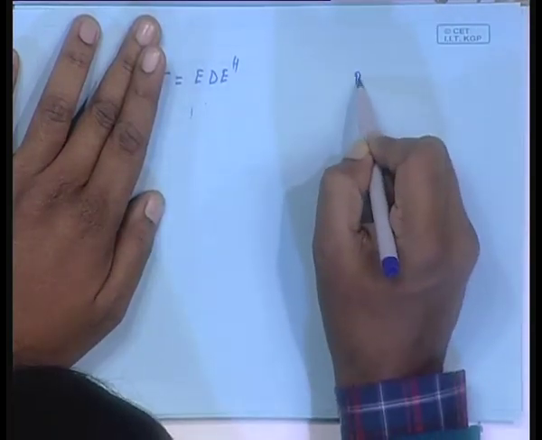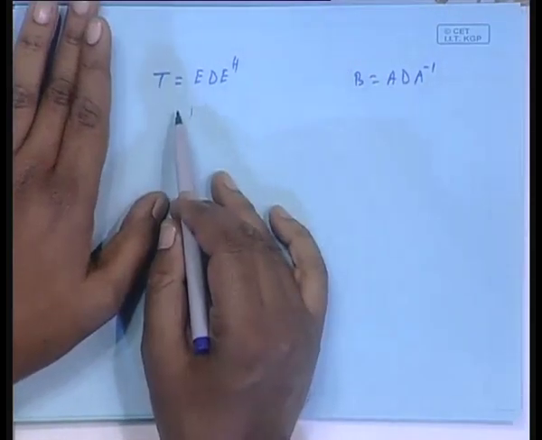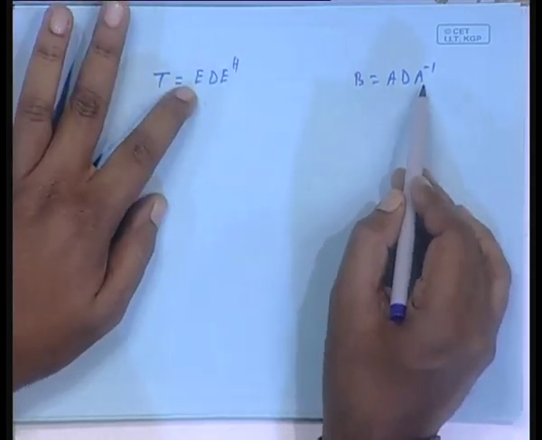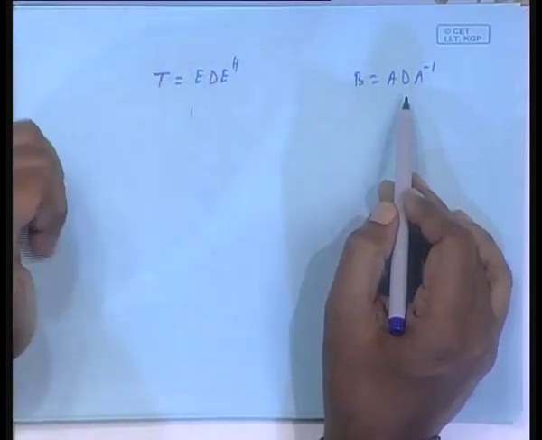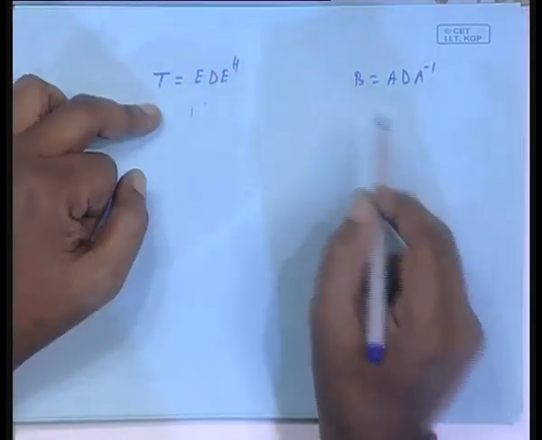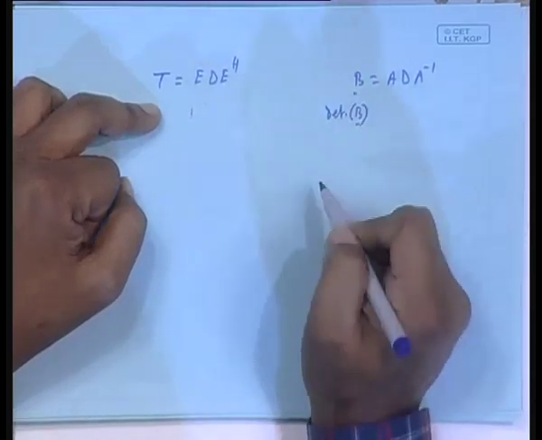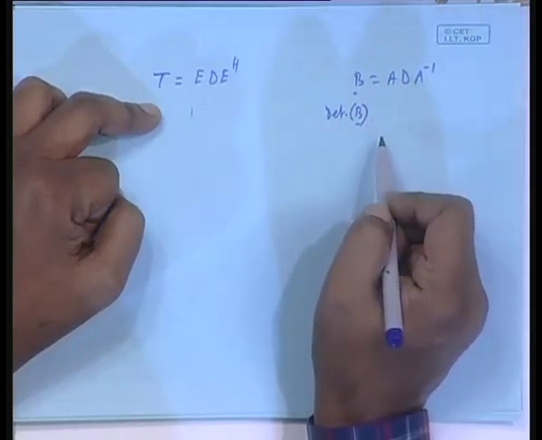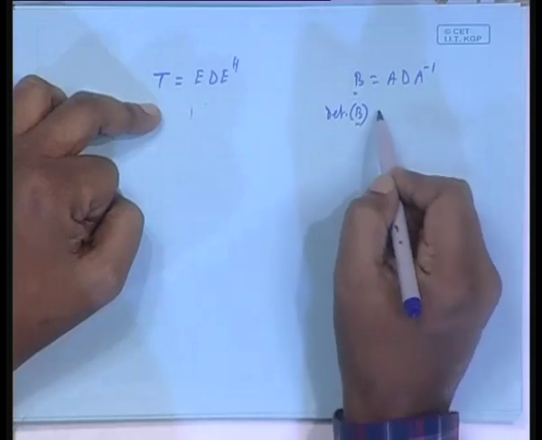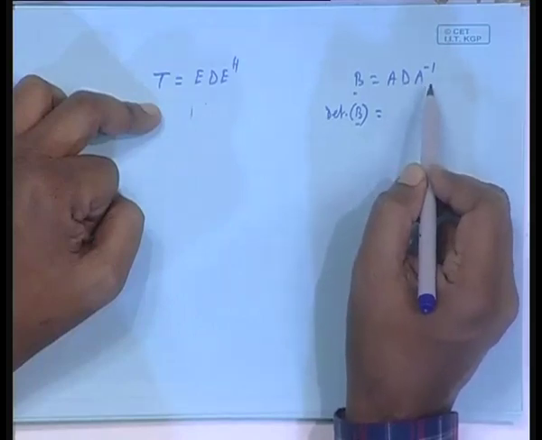In such cases, suppose B is in general A D A inverse, whose special case is this, because A here is E, A inverse is obviously E H, D is the diagonal matrix of eigenvalues, and T stands for B. In this case, if you take the determinant of this matrix B, what do you get? The determinant of a product is the product of the determinants of the individual matrices, isn't it? So, determinant of A into determinant of D into determinant of A inverse. Now, determinant of A inverse is 1 by determinant of A.